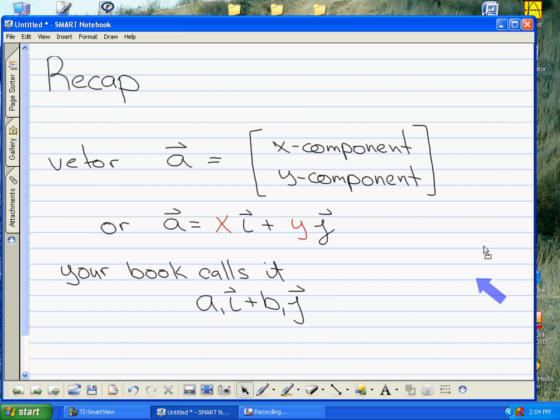Remember, component form is when we write it as a matrix, and the top number is what we call the x component, and the lower number is what we call the y component. In unit vector form, we just write it using the unit vector i and the unit vector j. I believe your book will call it A1i plus B1j. Remember, the A1i tells us to move left and right. The B1j tells us to move up and down. Likewise, with the x component we move along the x-axis, and with the y component we move along the y-axis.